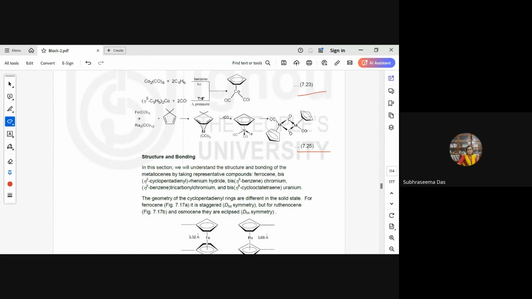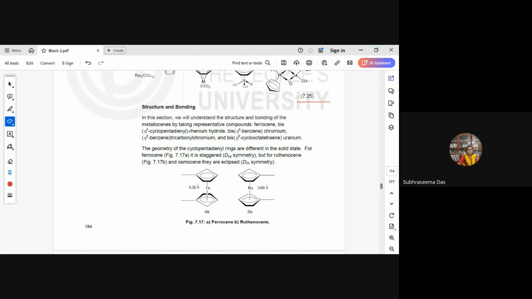Then the structure and bonding in metallocenes. In figure 7.17, the structures of ferrocene and ruthenocene are indicated. The geometry of the cyclopentadienyl rings is different in the solid state.